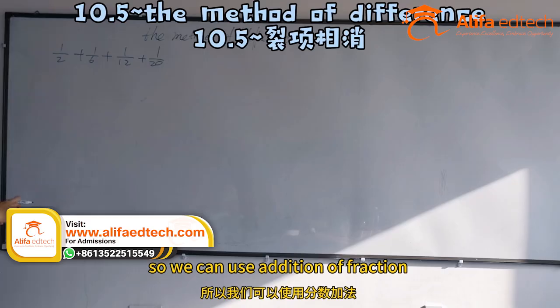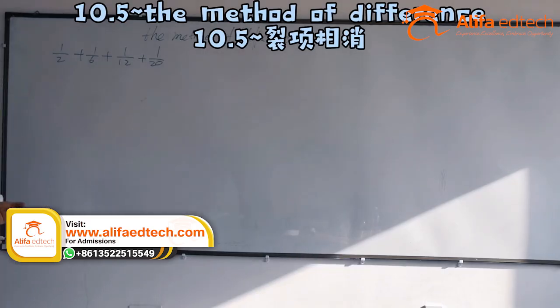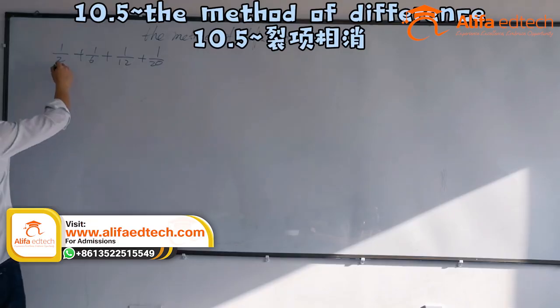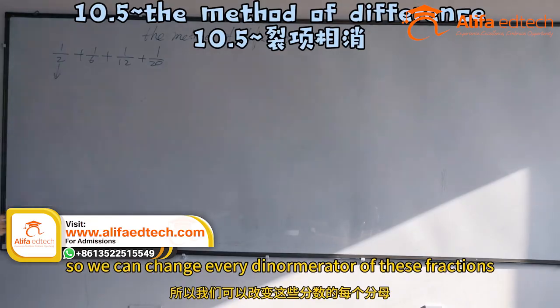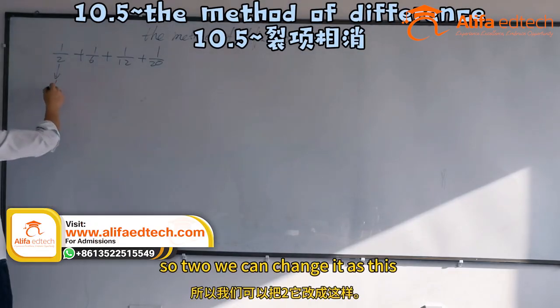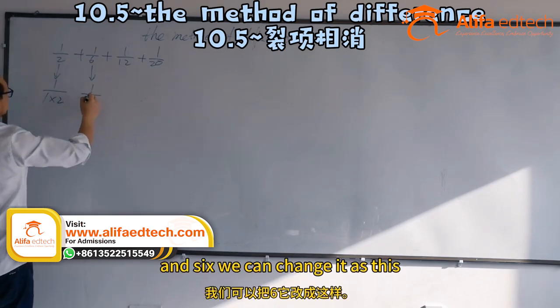So we can use addition of fractions, but it's a little bit hard. So we can change any denominator of these fractions. So 2 we can change it as this. And 6, we can change it like this.